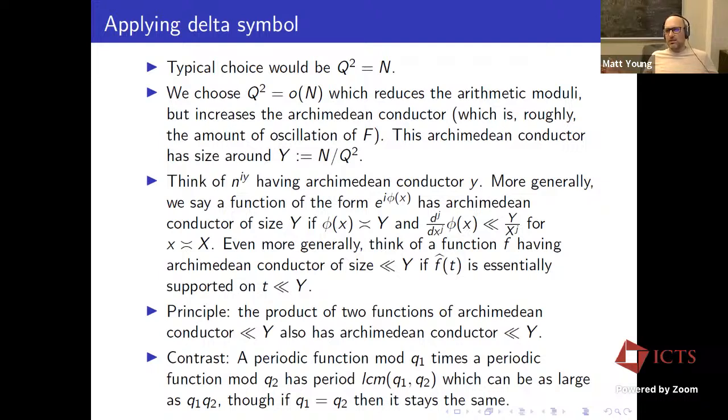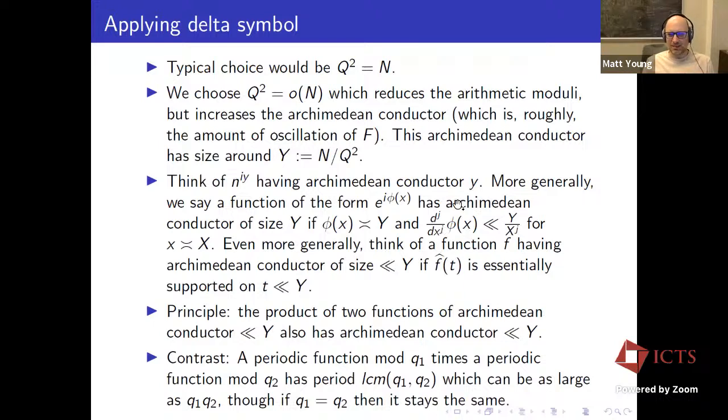It'll be like the product, q1, q2. But if q1 and q2 are the same, then the period stays the same. The period does not get bigger. So it's very much similar to this kind of phenomenon. Once you already have some kind of conductor in some component, you're kind of free to multiply by something with that same conductor, and it won't increase the conductor in that component. I guess that's kind of the idea.